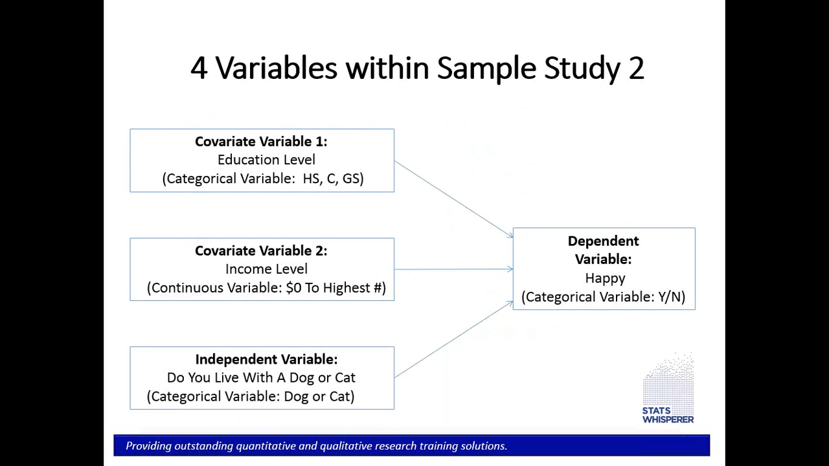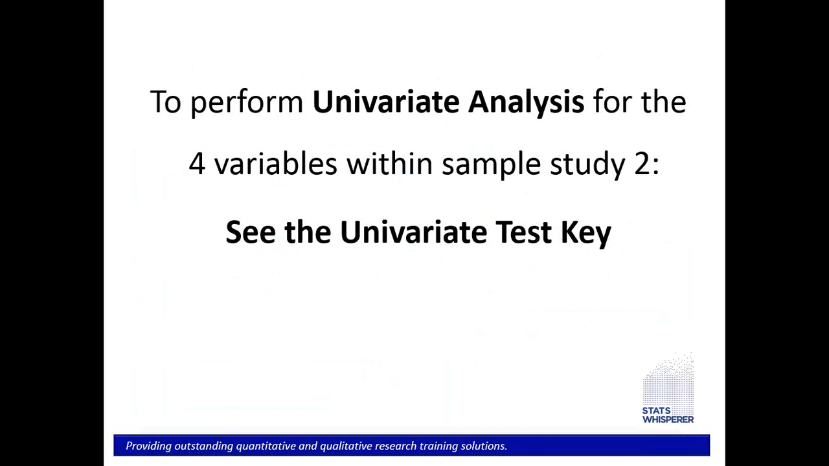So we have 4 variables within sample study 2, right? We have the 3 predictors on the left, the covariate variables, education and income level, and the independent variable, do you live with a dog or a cat? And now on the right, our dependent variable, happy, yes, no. So to perform univariate analysis for these 4 variables within sample study 2, see the univariate test key.